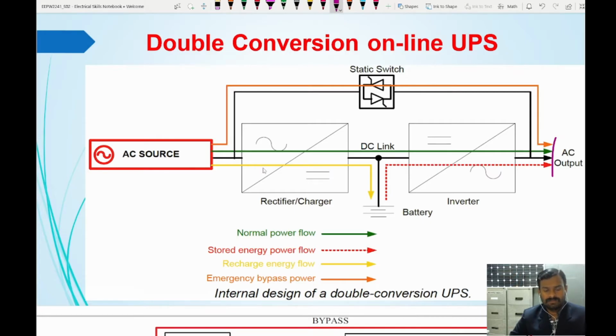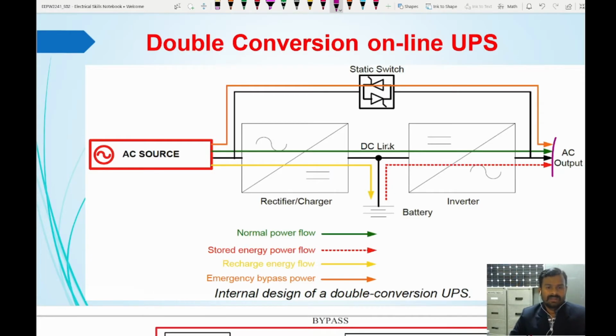The AC source will give the power to the rectifier unit, and the rectifier unit will convert the AC into DC signals. This DC is partially stored in the battery, and the remaining power will be transferred to the inverter. The inverter will convert the DC into AC, and this AC will be given to the output devices as per the load requirement, the magnitude of the voltage, and also the power factor. Everything will be controlled in this inverter unit.